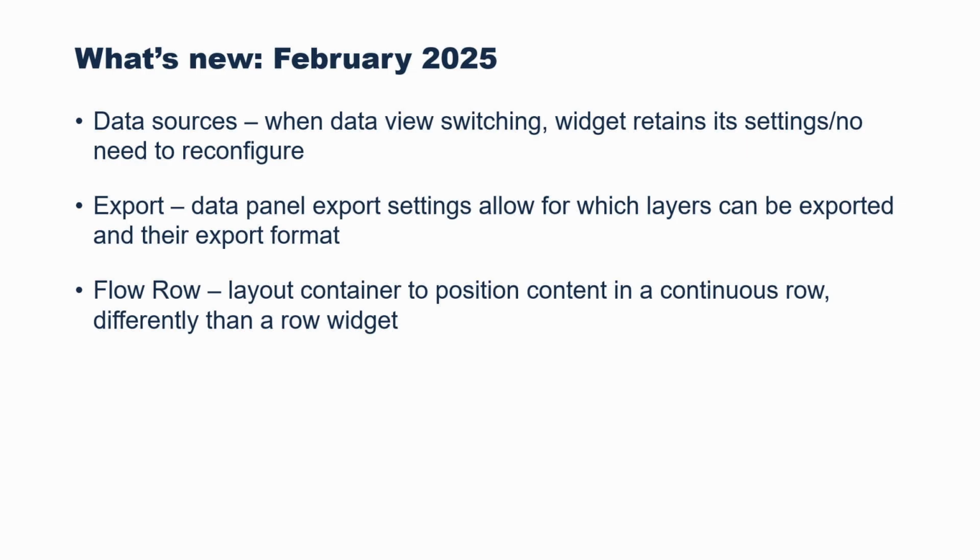In the data panel, there's an export option to let you choose which layers are exportable and their export format. And then there's a new container called a flow row. It's similar to just a regular row, but a little bit different functionality.